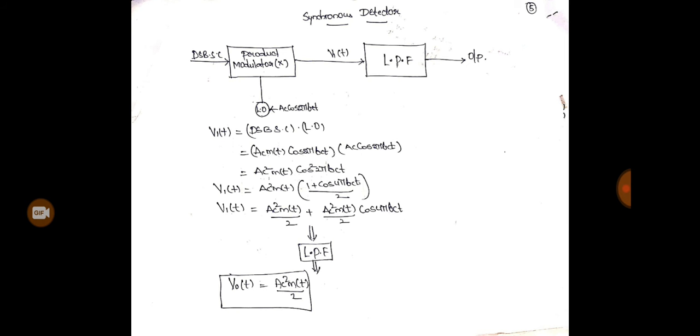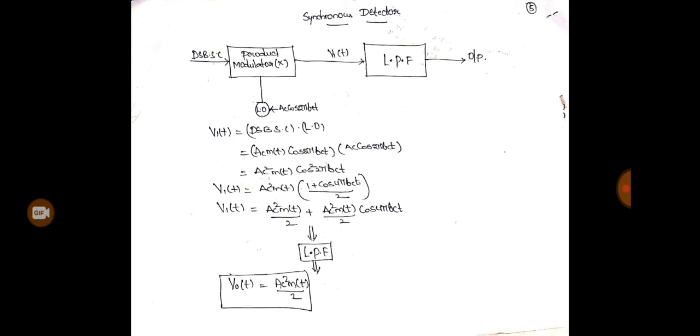We know that cos square theta is equal to (1 plus cos 2 theta) divided by 2. So it will be Ac square m of t by 2 plus Ac square m of t by 2 into cos 4 pi fc t. This total signal is now given to the low pass filter. As I have already told you, the need for the low pass filter in the demodulation technique is that you want to recover only the message signal. The message signal is of low frequency in nature, so you are using the low pass filter.